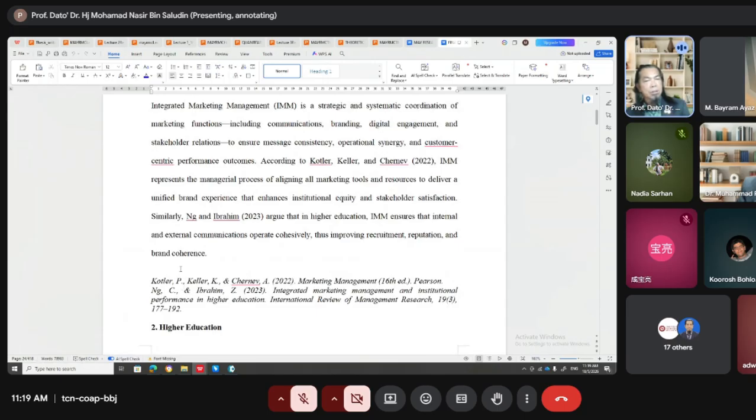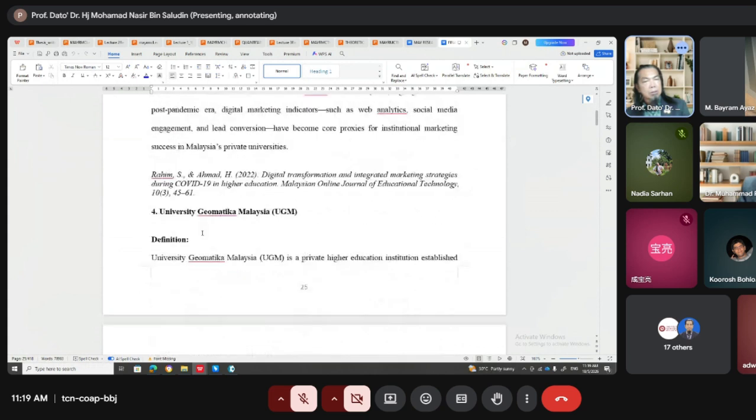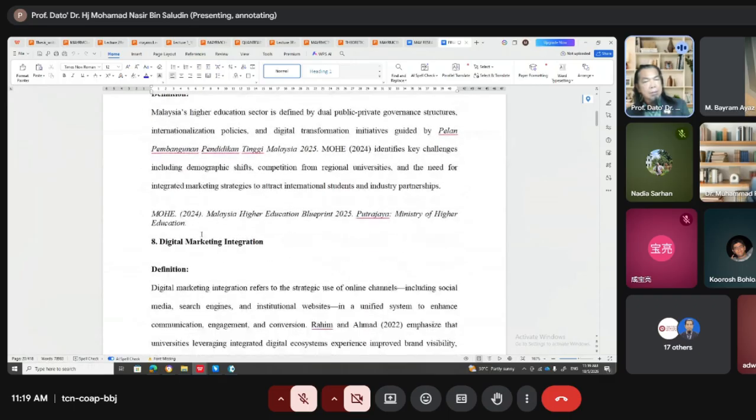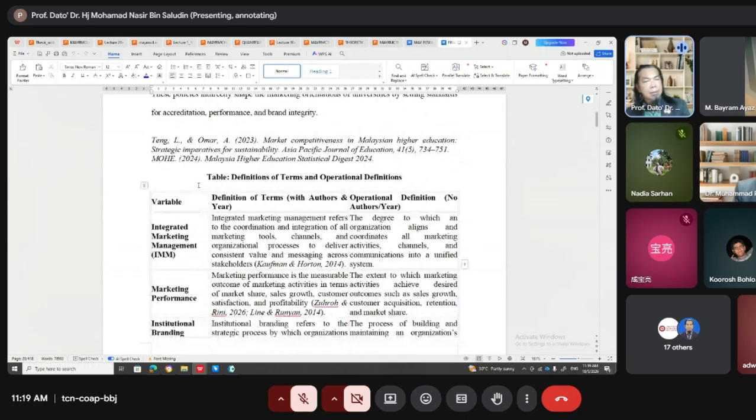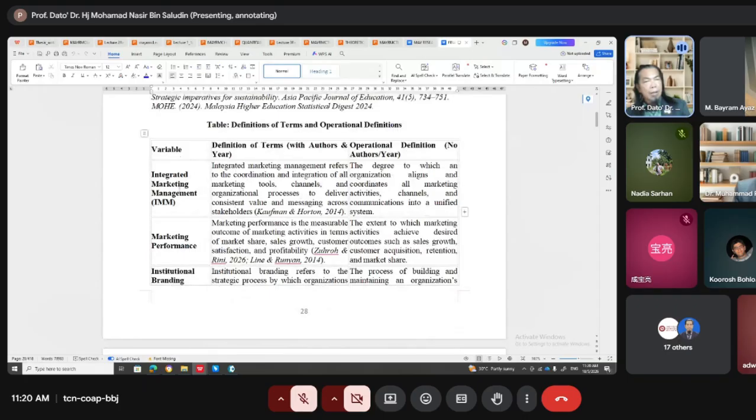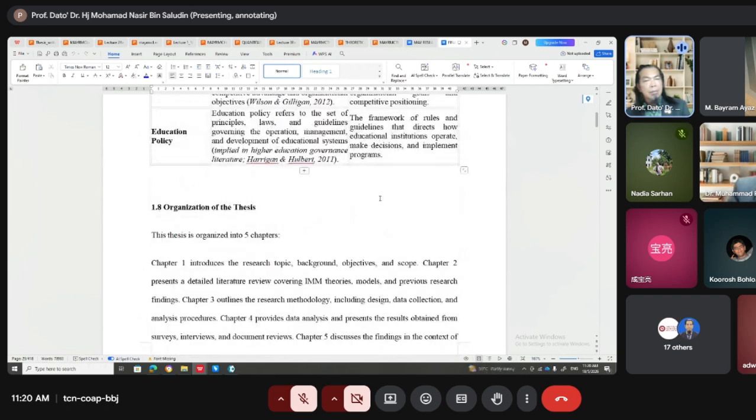That is the source of the definition. Higher education. Then you have the original sources, authors and years. But at the end, we put together the definition of terms and also the operational definition. From the variable, the definition of terms has authors. And then the operational definition has no author, but is the definition by the researcher, the student. They don't take other definitions, but conclude and produce their own definition. For example, Dato Nasir said, in terms of integrated marketing, IM is the degree to which an organization aligns and coordinates all marketing activities, channels, and communication into a unified system. For Kaufman, integrated marketing management refers to the coordination and integration of all marketing tools, channels, and organizational processes to convey value messaging to stakeholders. That is different.